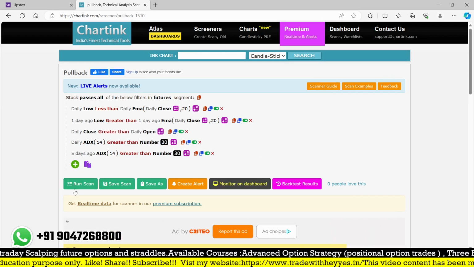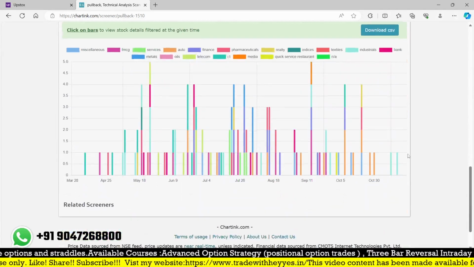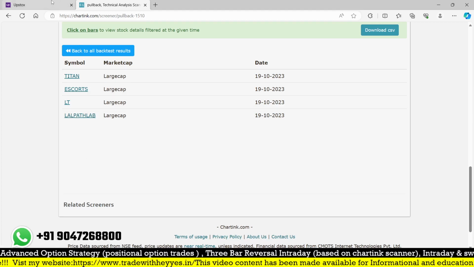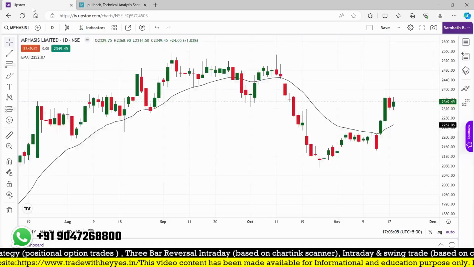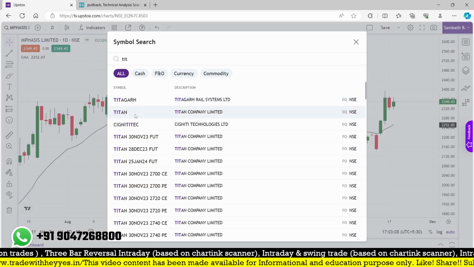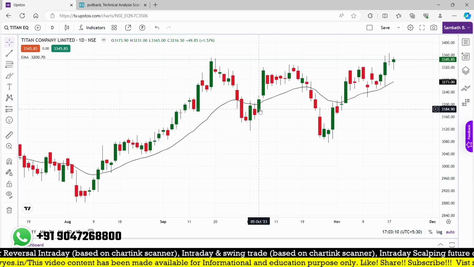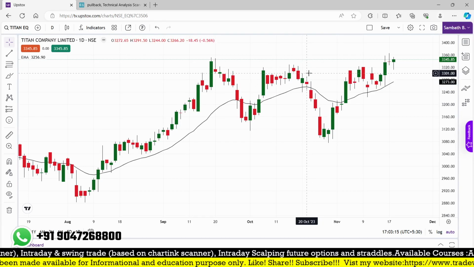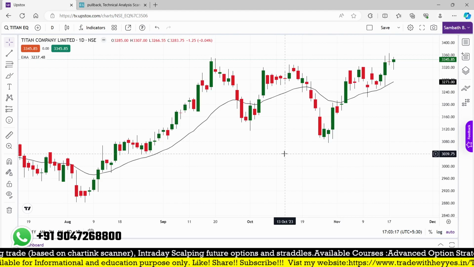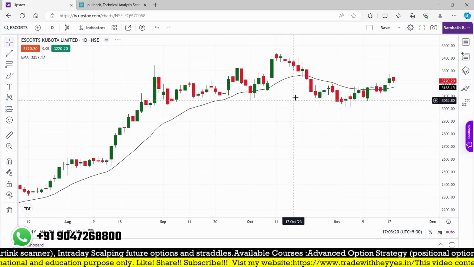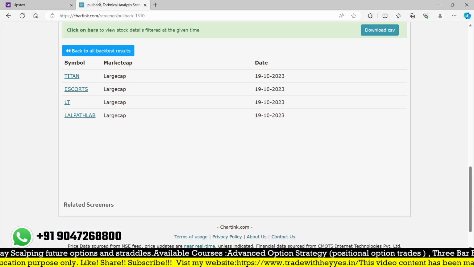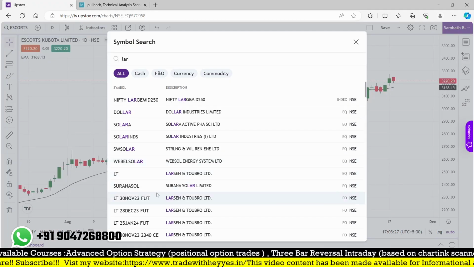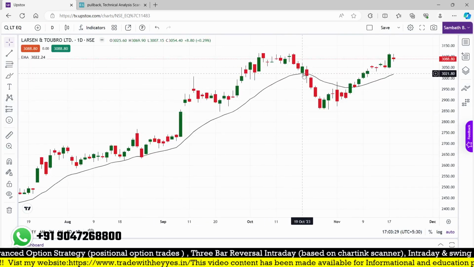And if you add this condition, it will show you very few stocks. Okay, so you can also check Titan, Escorts, LNT, and Lalpath. Maybe Titan and Escorts on the day of 19/10. So let me go for Titan, 19/10. Here is the point, but it doesn't break the high, so we don't have an opportunity. Escorts India 19/10 didn't break the high. Maybe a pullback. LNT and Lalpath Labs. LNT is also not broken.